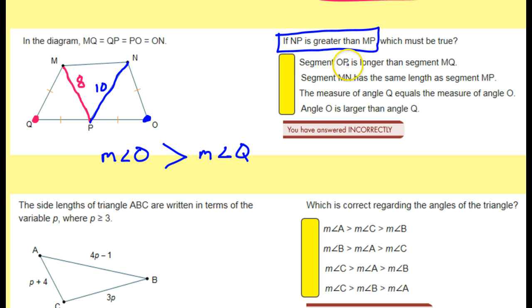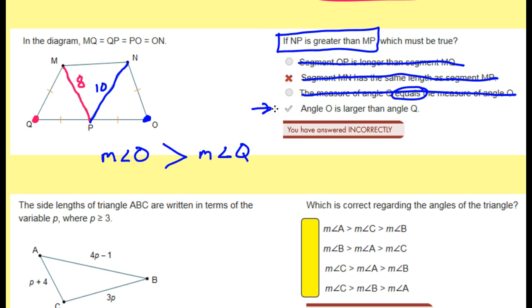So let's see. Segment OP is longer than segment MQ. No, it's not about that. Segment MN has the same length as segment MP. Nope, that has nothing to do with it. I'm really just looking for this. The measure of angle Q equals the measure of angle O. That's close. All right, we're talking about the right angles now, but not equal, no. Angle O is larger than angle Q. Ding, ding, ding, that's the one that we wanted the whole time.